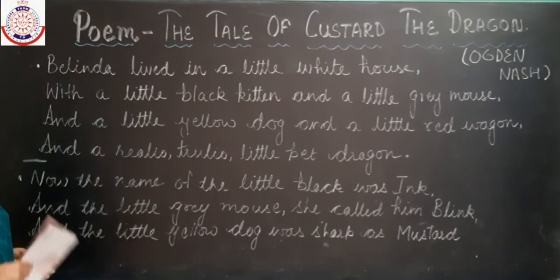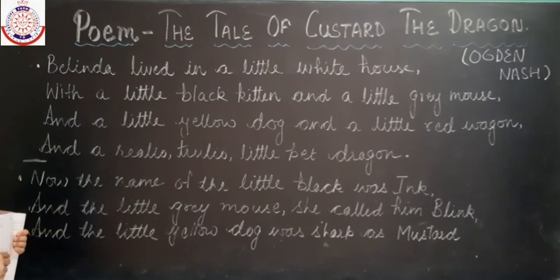Belinda lived in a little white house with a little black kitten, cat's kitten, and a little grey mouse, and a little yellow dog, dog is of yellow color, and a little red wagon that also she had in her house, and a Realio Trulio little pet dragon.